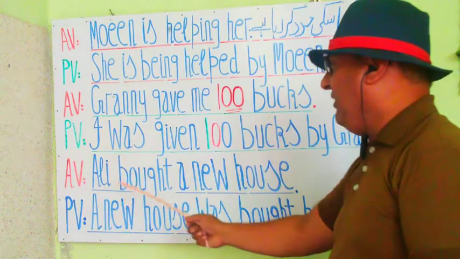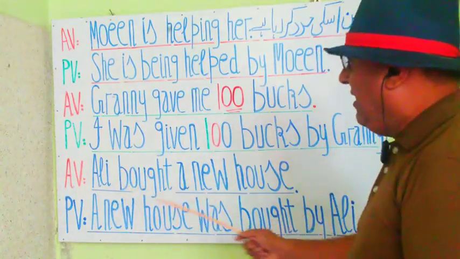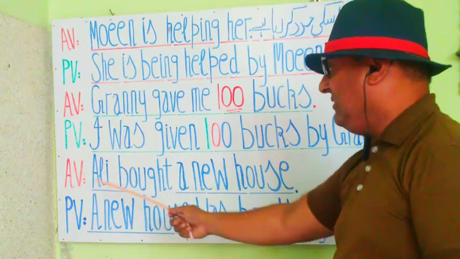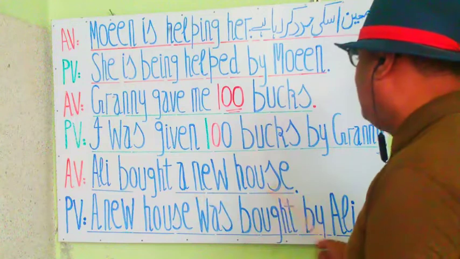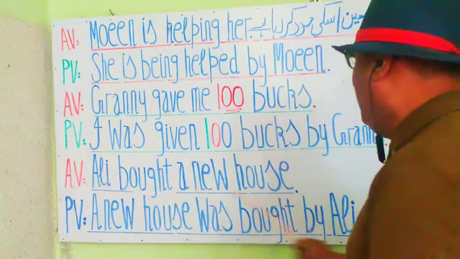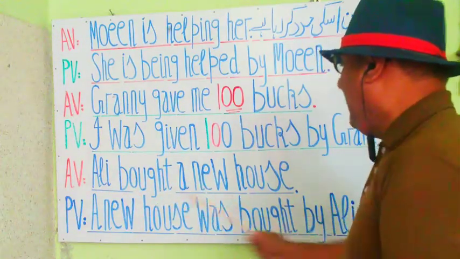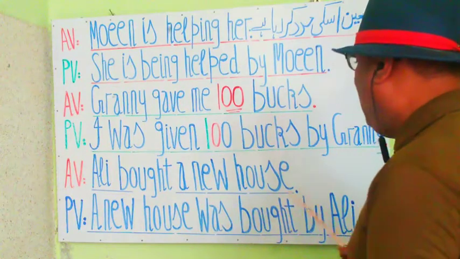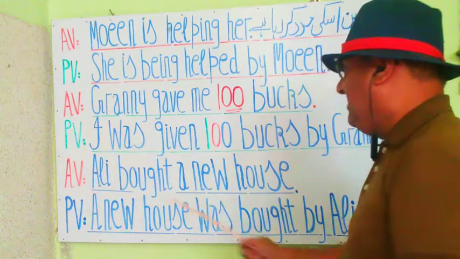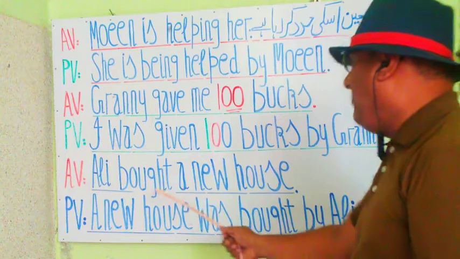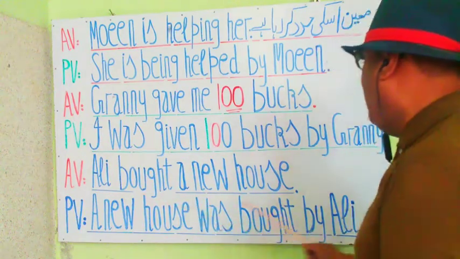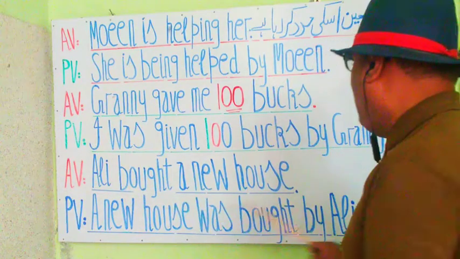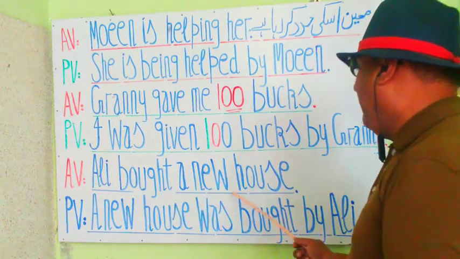Let's proceed to the next statement. Here, the next active voice statement is: Ellie bought a new house. This is past indefinite tense. Ali ने एक नया घर खरीदा.